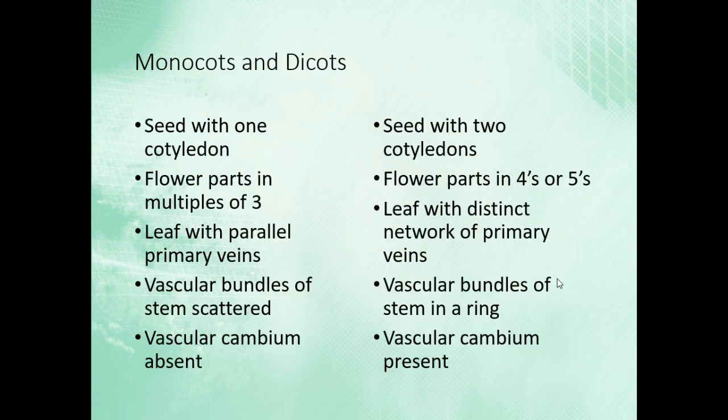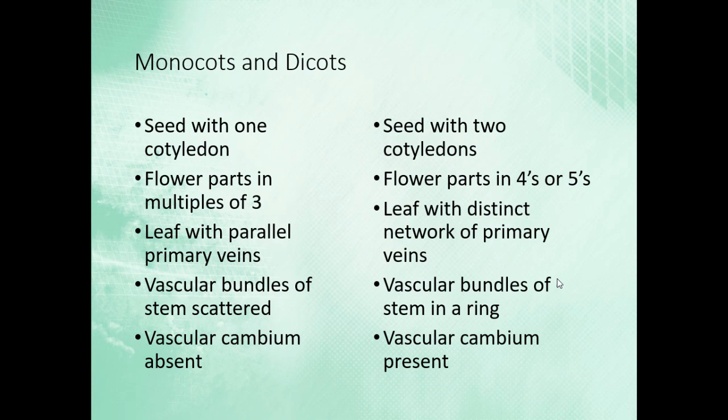So let's get back to talking about monocots and dicots. A monocot is a seed with 1 cotyledon. The flower parts are in multiples of 3. The leaves have parallel veins, and they have vascular bundles of stem scattered, and vascular cambium is absent.